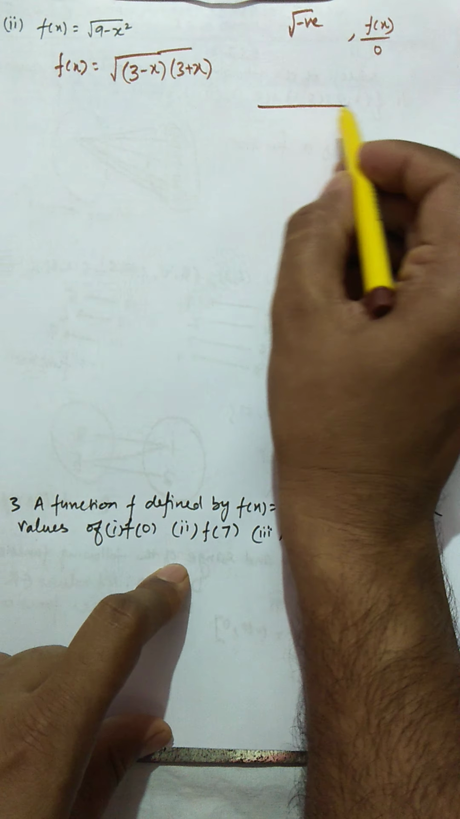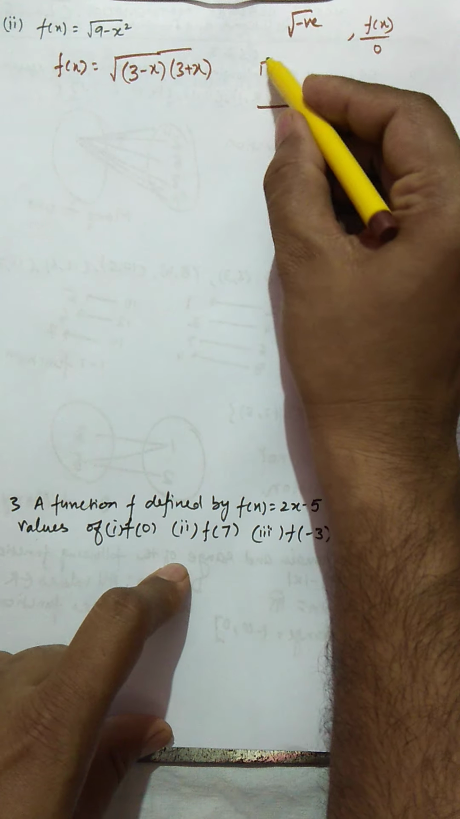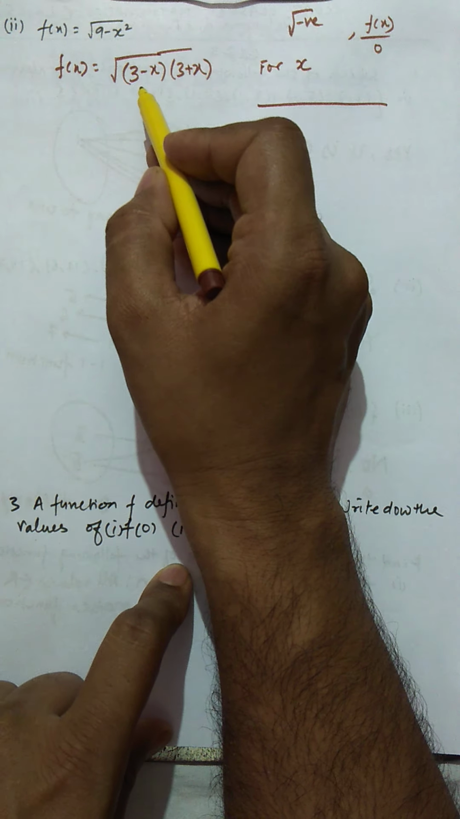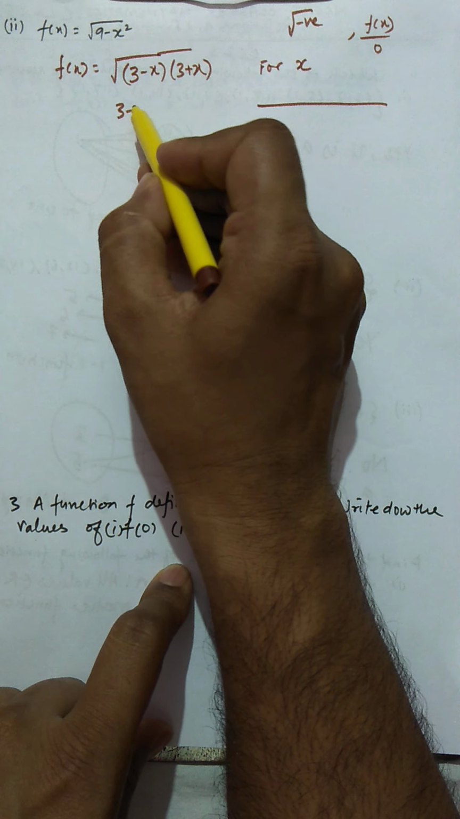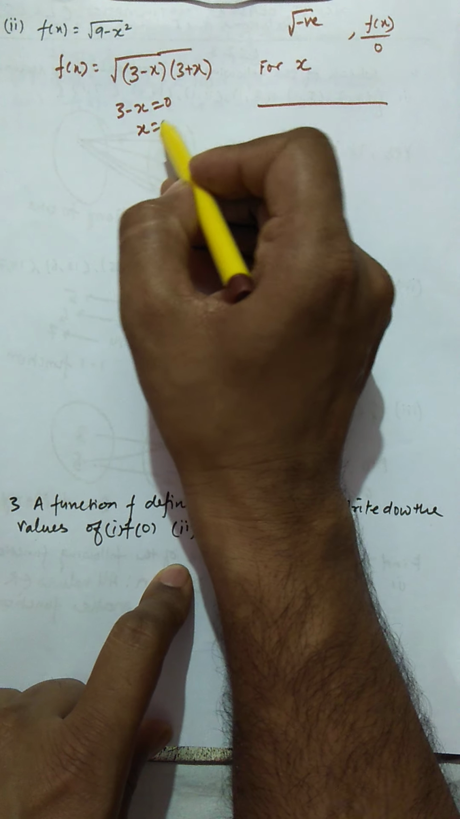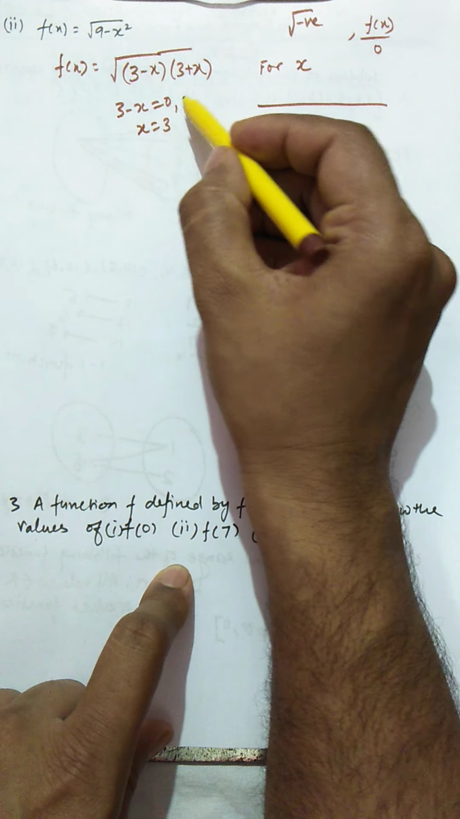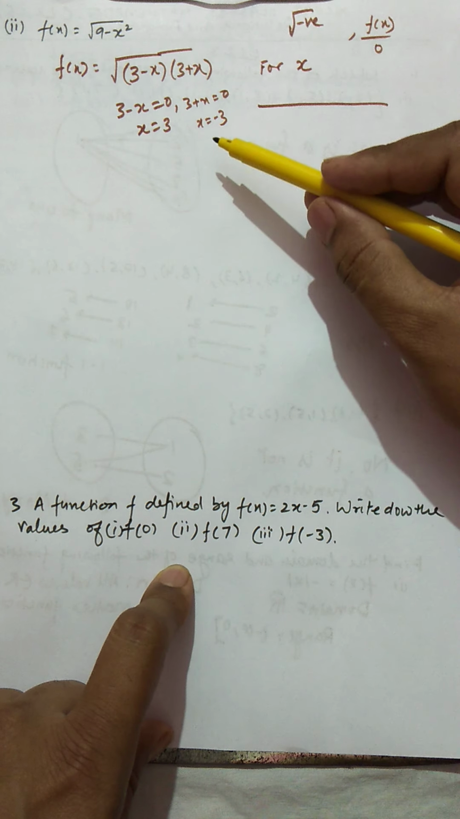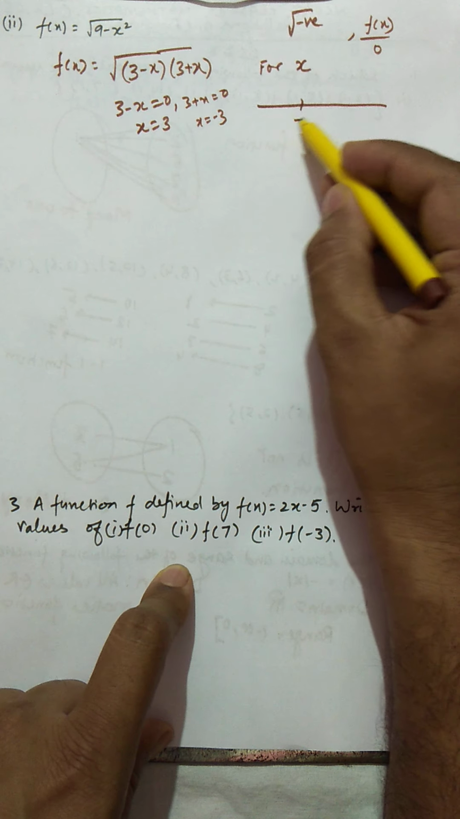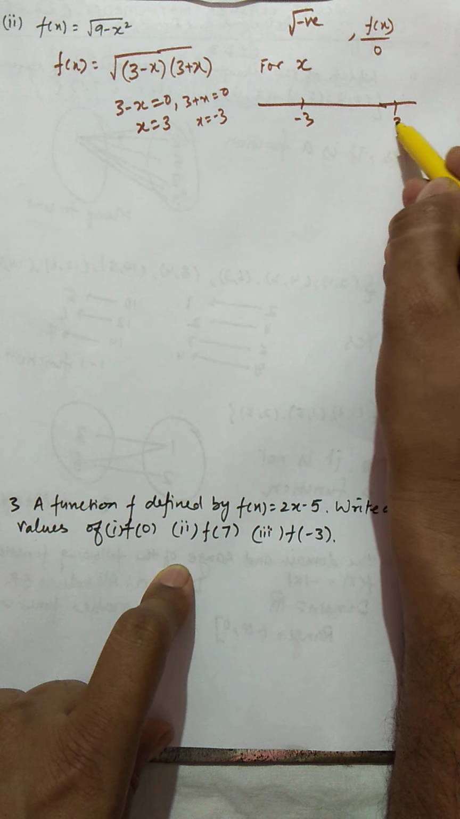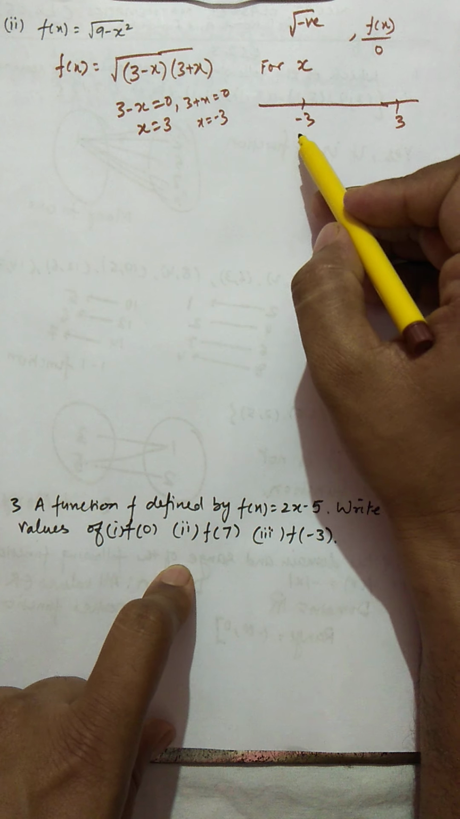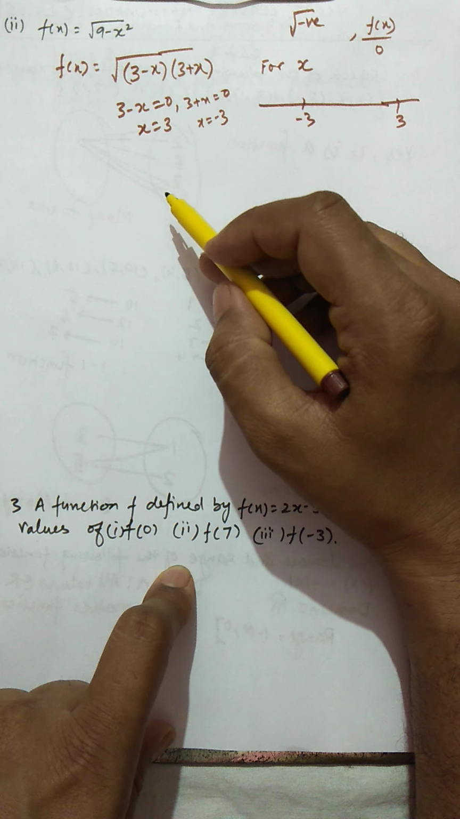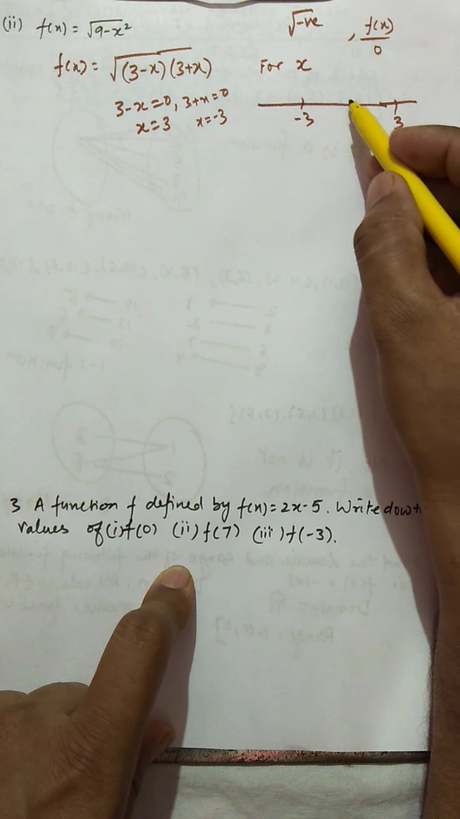So we'll first draw the number line, and this is for x. The first linear factor you put equal to 0. This is 3 minus x equal to 0, so your answer of x will be 3. And the second factor, if you put 3 plus x equal to 0, then your x will be minus 3. So you have got two values. Write these two values: this is minus 3 and this is plus 3. And whenever you get values like 3, minus 3, 2, minus 2, 4, minus 4, you always take 0 from your side.